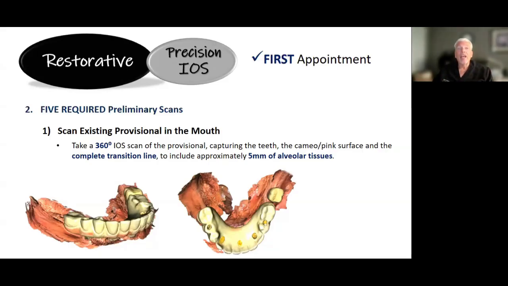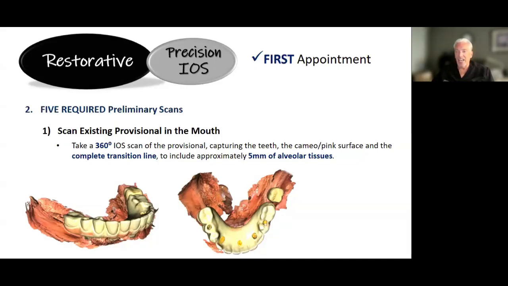Now what we're going to do is scan the existing provisional in the mouth. So just go in and scan, and you want to capture as much as you can. Go back posteriorly as far as you can get. Again, capture about 5 millimeters of the velar. If you get down to the vestibule, we don't need that, but get 5 millimeters of that alveolar tissue all the way around. Posteriorly, get back as far as you can. So that's a 360 scan.